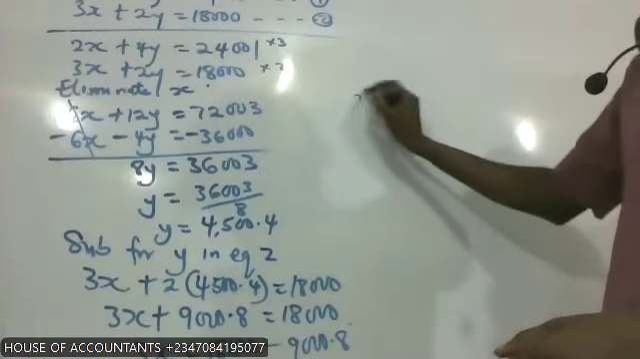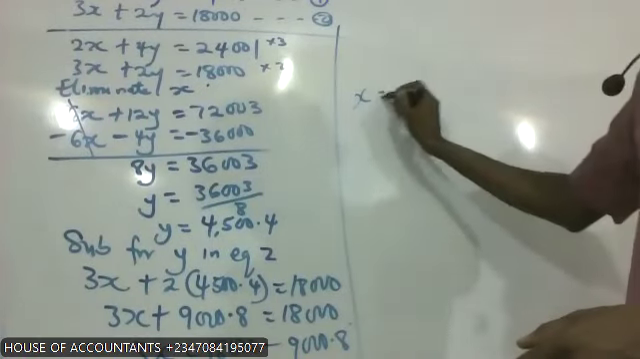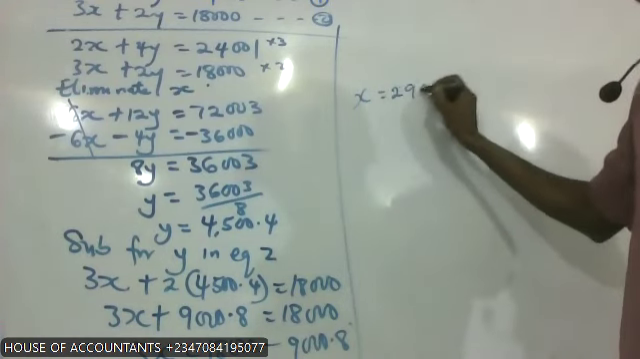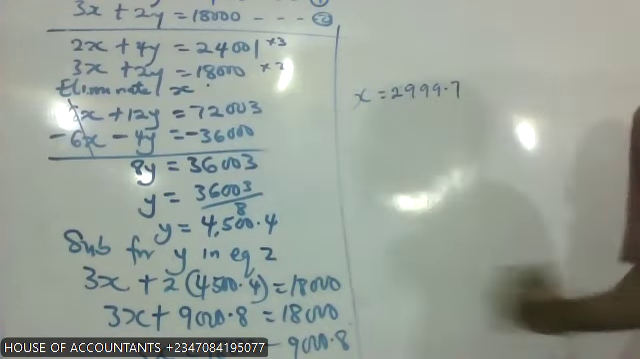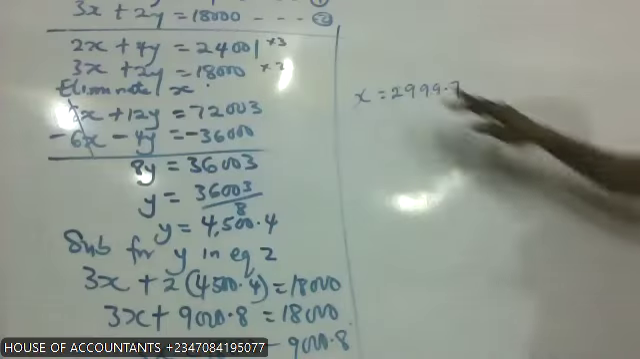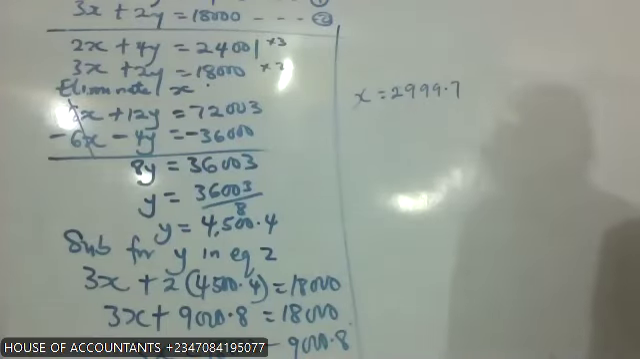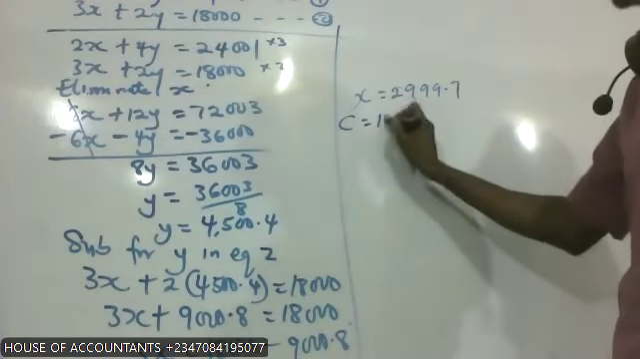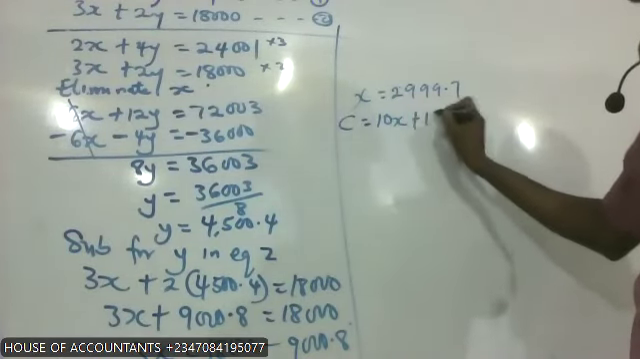So x equals to what? 2999.7. Yes or no? So we know the value of x, value of y. We will now go back to the original contribution. The contribution equals 10x plus 15y.